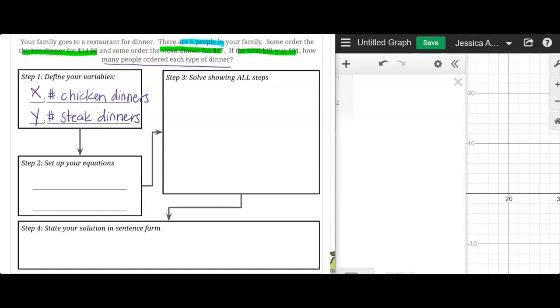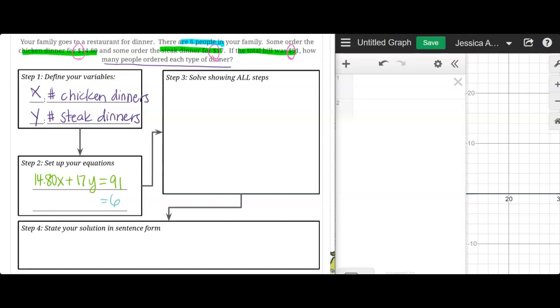I can then set up my 2 equations. The easiest way to set these up is to start with my totals. So I had a total of $91 and a total of 6 people. Then I can figure out what goes with each. Since 91 had a dollar sign, as do the prices of our meals, I'm going to put those all together. That is also because that's how I'll figure out how much money each type of meal cost.